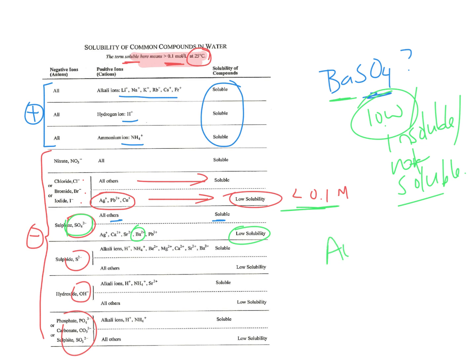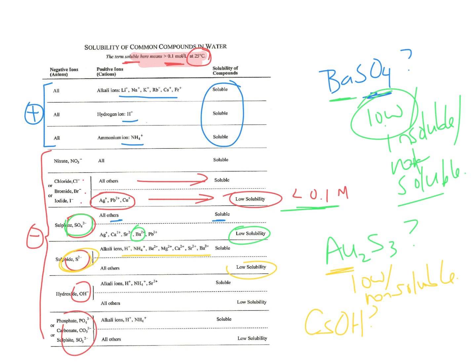What if we looked at something like gold sulfide? Is it soluble or not? I'll use yellow so you can read it. You go to sulfide. There's sulfide, and it's soluble with these ones, H plus, NH4 plus. I don't see gold in there, so that means it has a low solubility. It's not soluble.